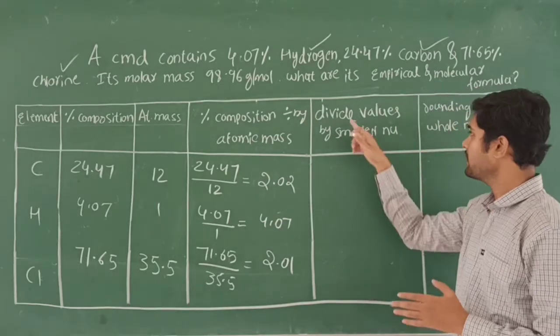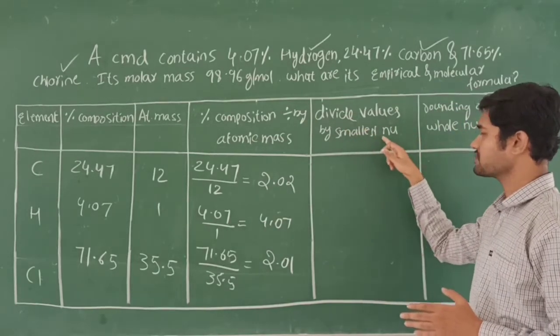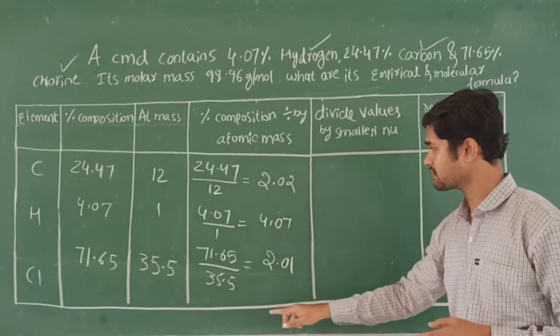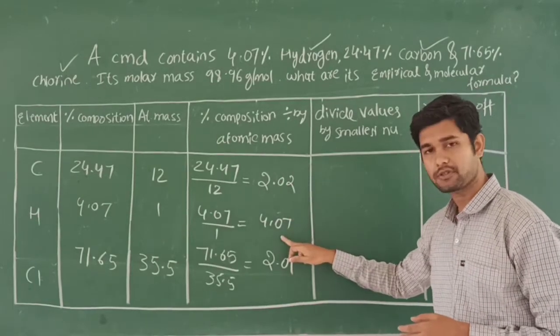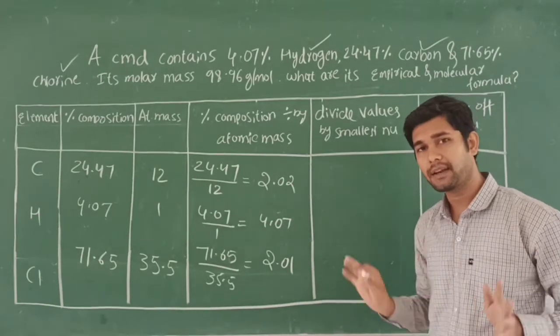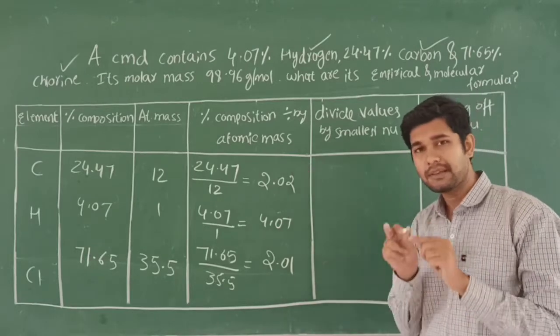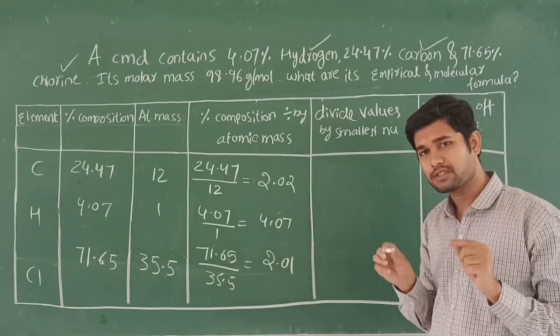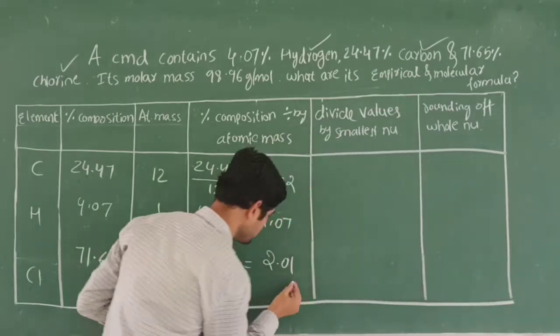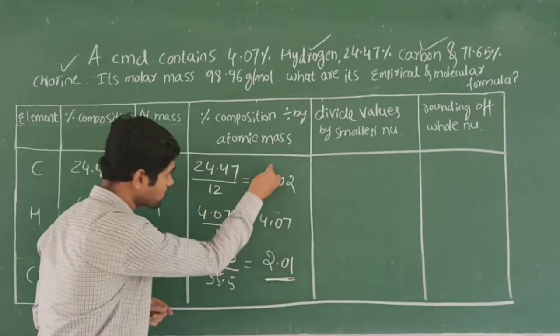Next, our step is to divide the values by the smallest number. Looking at these numbers, 2.02, 4.07 and 2.01, you should mark which one among them is the smallest number and note it down. So this is the smallest number among these points.